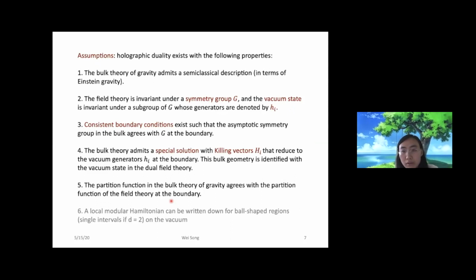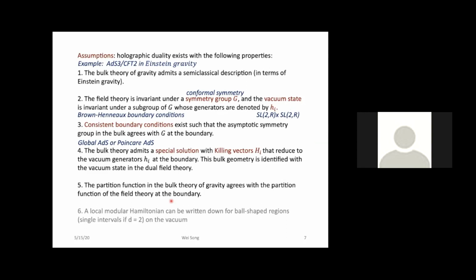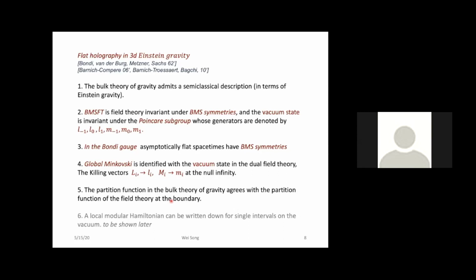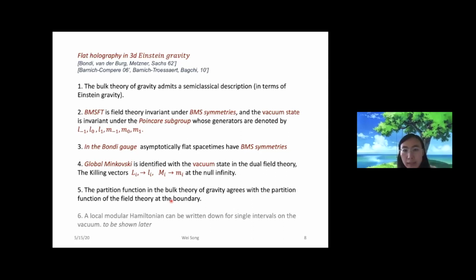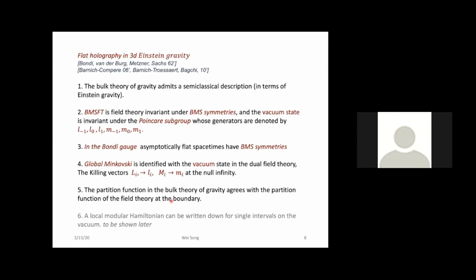Can you go to the next slide, the BMS slide? Yeah. On your second point, what happens if L minus one or L plus one act on your vacuum state? Do you generate an excited state or do you get another vacuum state? It annihilates the vacuum. So both L plus one and L minus one annihilate the vacuum? Yeah, all six of them annihilate the vacuum. Those are the Poincaré generators.